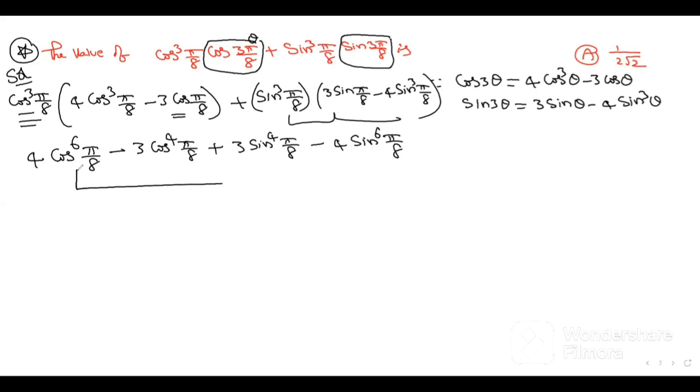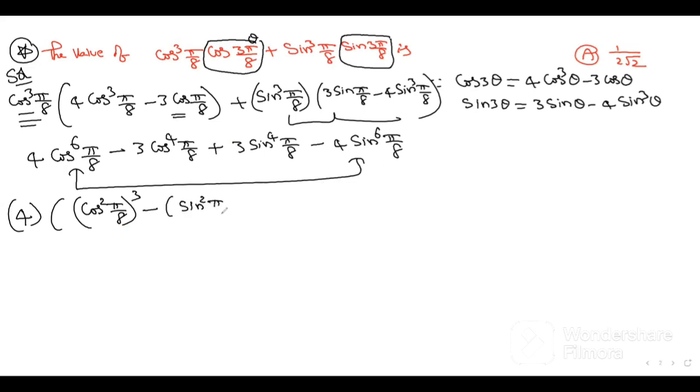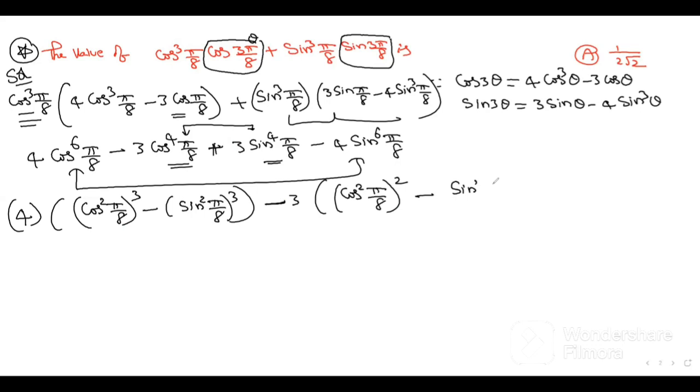Here, I take 4 common. 4 times cos to the power 6 can be written as cos square pi by 8 whole cube, minus sin square pi by 8 whole cube. Here in the middle, 2 terms are there. I take minus 3 common. Here cos to the power 4, here sin to the power 4. Cos to the power 4 can be written as cos square pi by 8 whole square. Here already minus is taken out common, so plus will be minus, right? Minus sin square pi by 8 whole square.